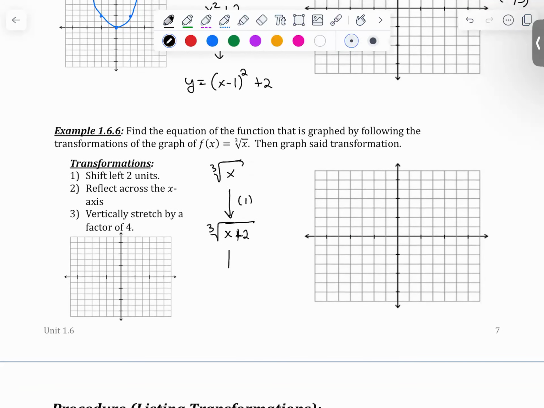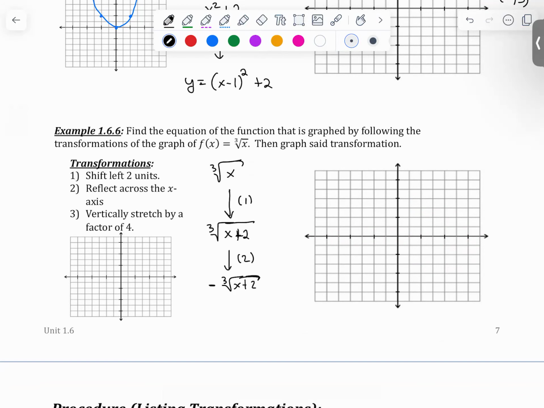Next, we have the second transformation, reflect across the x-axis. I always mess these ones up, and I always have to remember it in my head. So if we're reflecting across the x-axis, our x-coordinate will stay the same, but our y-coordinate will change. That means that it's a vertical thing, should happen on the outside based on our pro tip. So this will be negative on the outside, negative cube root of x plus 2.